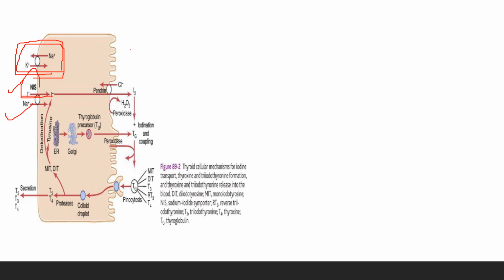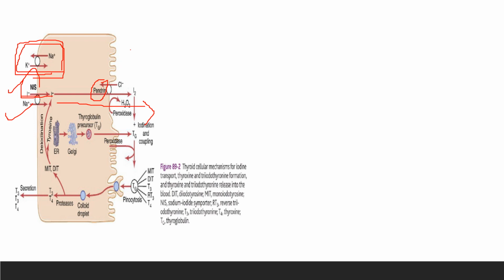Now after entering into the cell, what happens? This iodide leaves the follicular cells and enters the lumen of the follicle. This entry is also helped by a specialized protein known as pendrin. This pendrin is a member of the SLC26 family of anion exchangers. It is present on the apical membrane and may contribute to iodine secretion. Now it is seen that mutation of this protein can lead to a congenital syndrome known as Pendred syndrome that we will see later.